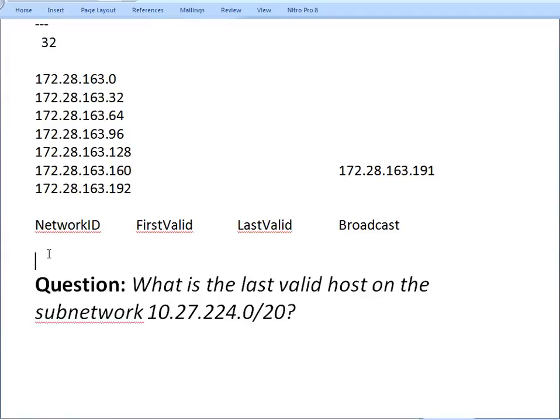So here, for example, we have 10.27.224.0 and subnet mask /20, which is 255.255, that's 16 bits. So we are missing 4 bits. So that's going to be 240.0. The interesting octet is 240. If we do 256, which is a different combination, minus our interesting octet of 240, it's going to be 16. 16 is our magic number.